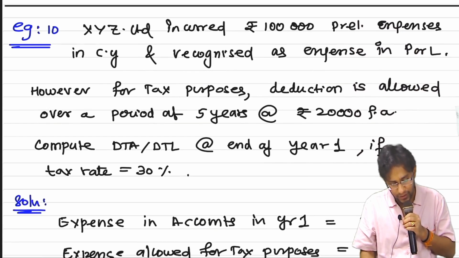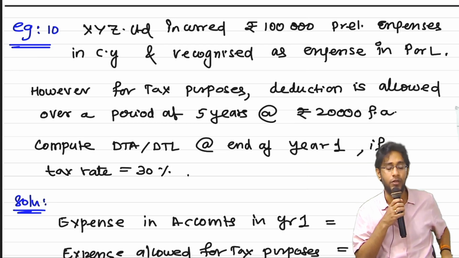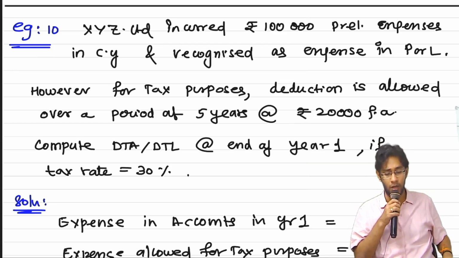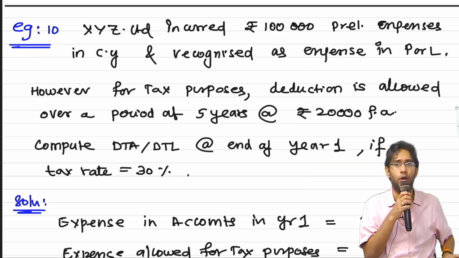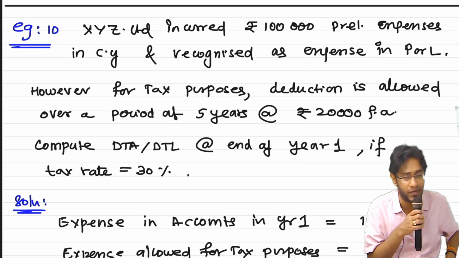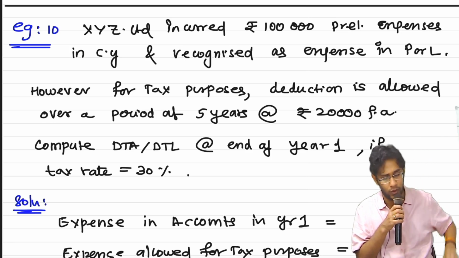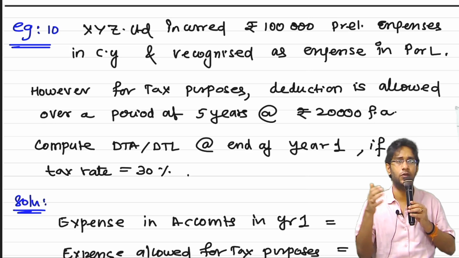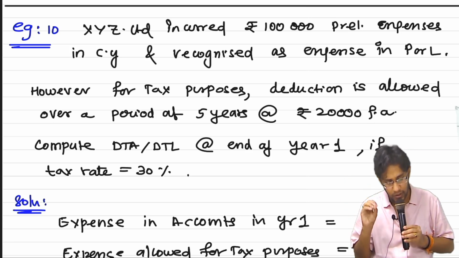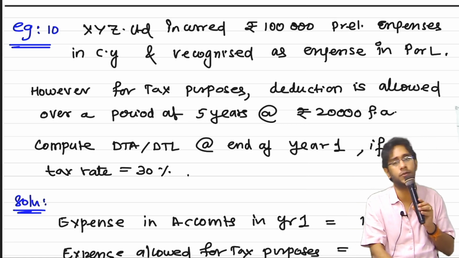Okay, there is a small case. Watch this. XYZ Limited incurred 1 lakh rupees preliminary expenses and recognized the entire preliminary expenses as expense in P&L. You are not supposed to capitalize preliminary expenses. However, for tax purposes, as you all know, deduction is allowed over a period of 5 years. So every year 20,000, 20,000, 20,000, like that for 5 years. Compute DTA detail at the end of first year, imagining tax rate is equal to 30%.